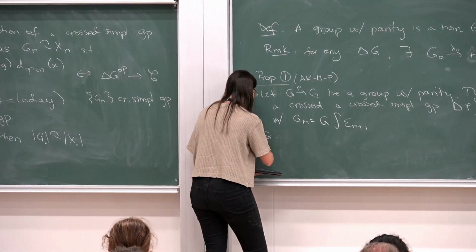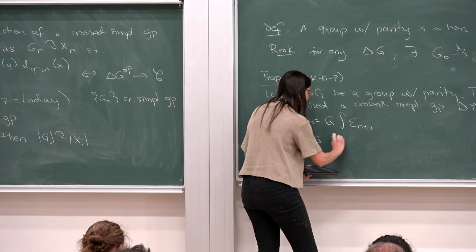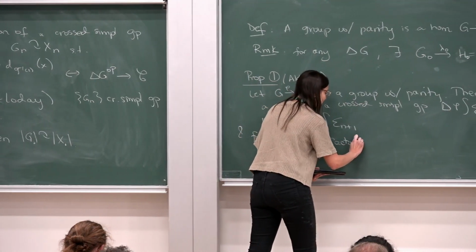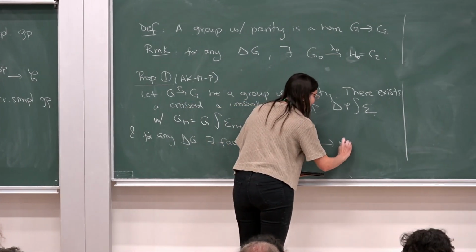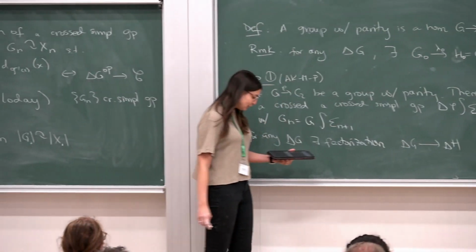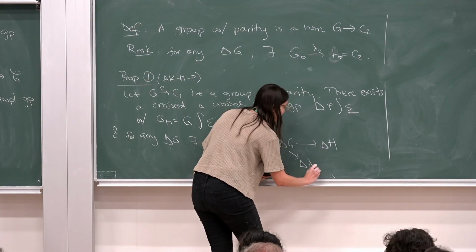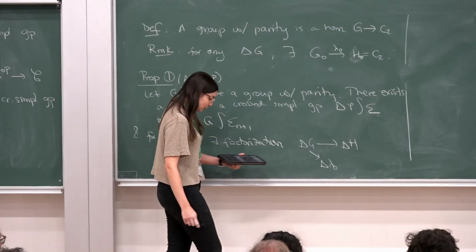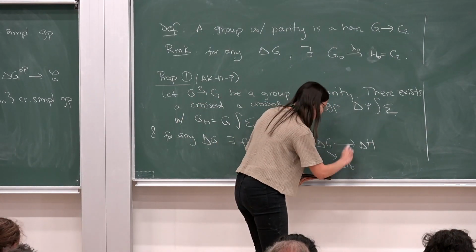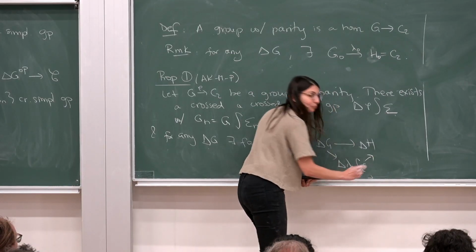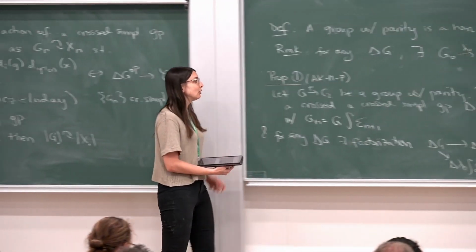With sigma, where the GNs are going to be, instead of C2, G restricted to sigma n plus 1. And for any delta G, there exists a factorization. We already know we have this map to delta H, but our claim is that this factors through delta lambda naught res sigma, the cross-simplicial group that arises from this canonical parity on G naught.